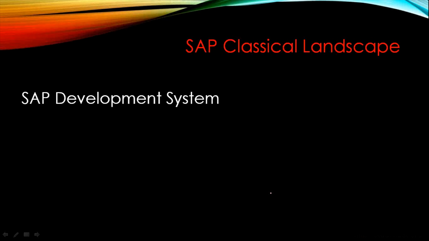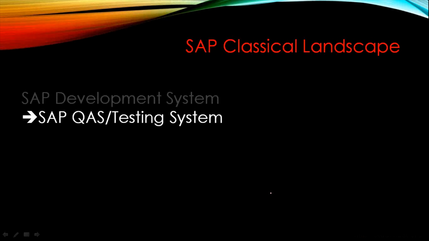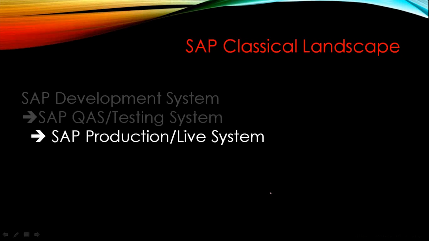Once we are happy that the changes are fine, then we'll send it to a system or a server called QAS, or testing system, where we'll do the testing and make sure the changes we have done are working the way they should be working. And finally, once everything is ready, we'll send it to the production or live system, which will be used by the end users. I'll talk about end users in a minute. So these are the three servers you will find in the real-time environment for SAP.